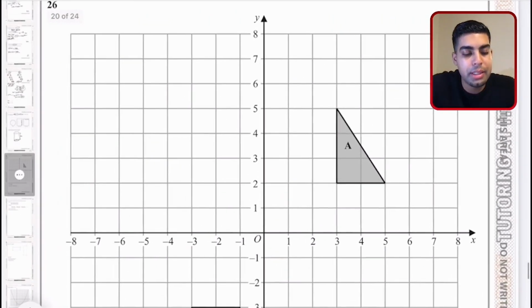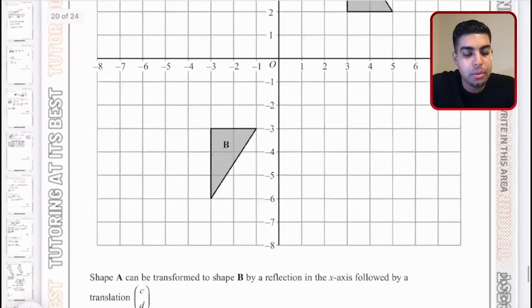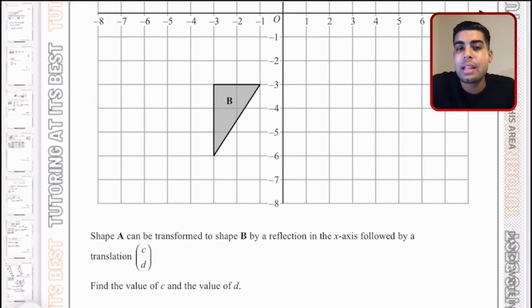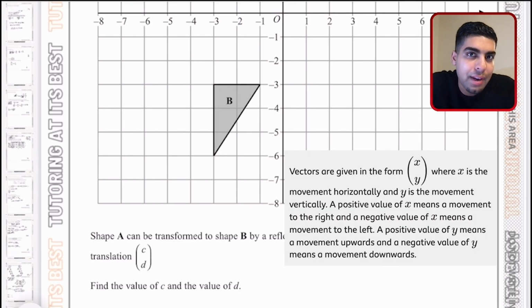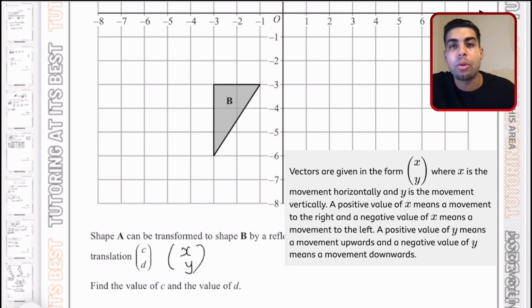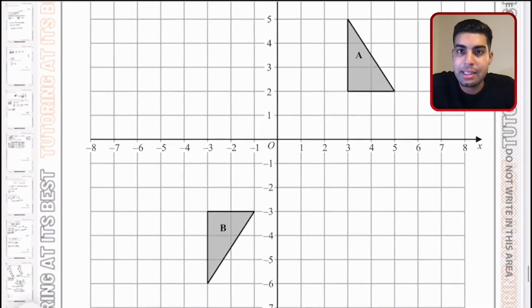Okay, question 26. So with question 26, they're now telling us that shape A can be transformed to shape B by a reflection in the x-axis, followed by the translation (C, D). And remember now, this is where we have X and Y. So we need to find the value of C as well as the value of D. So let's see now how this is being translated.